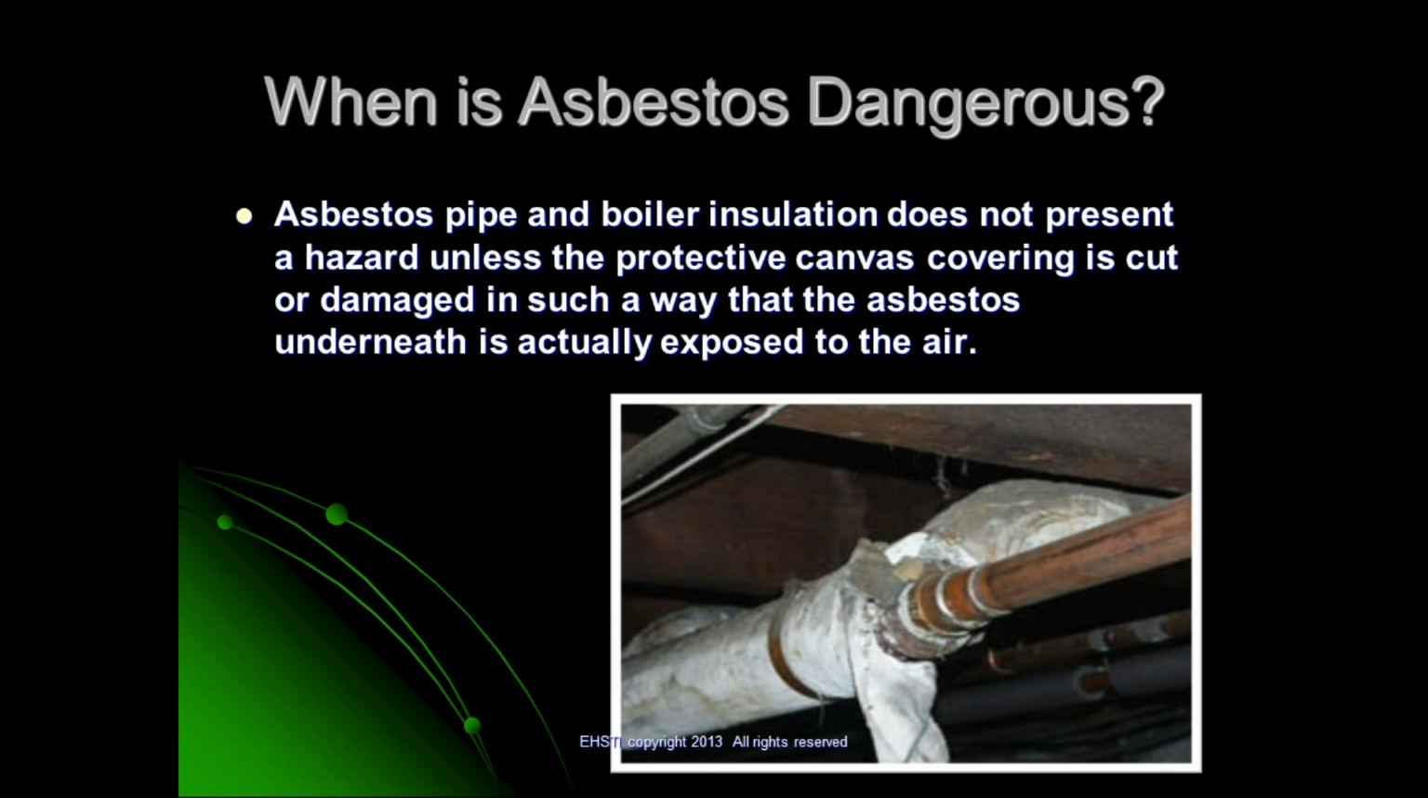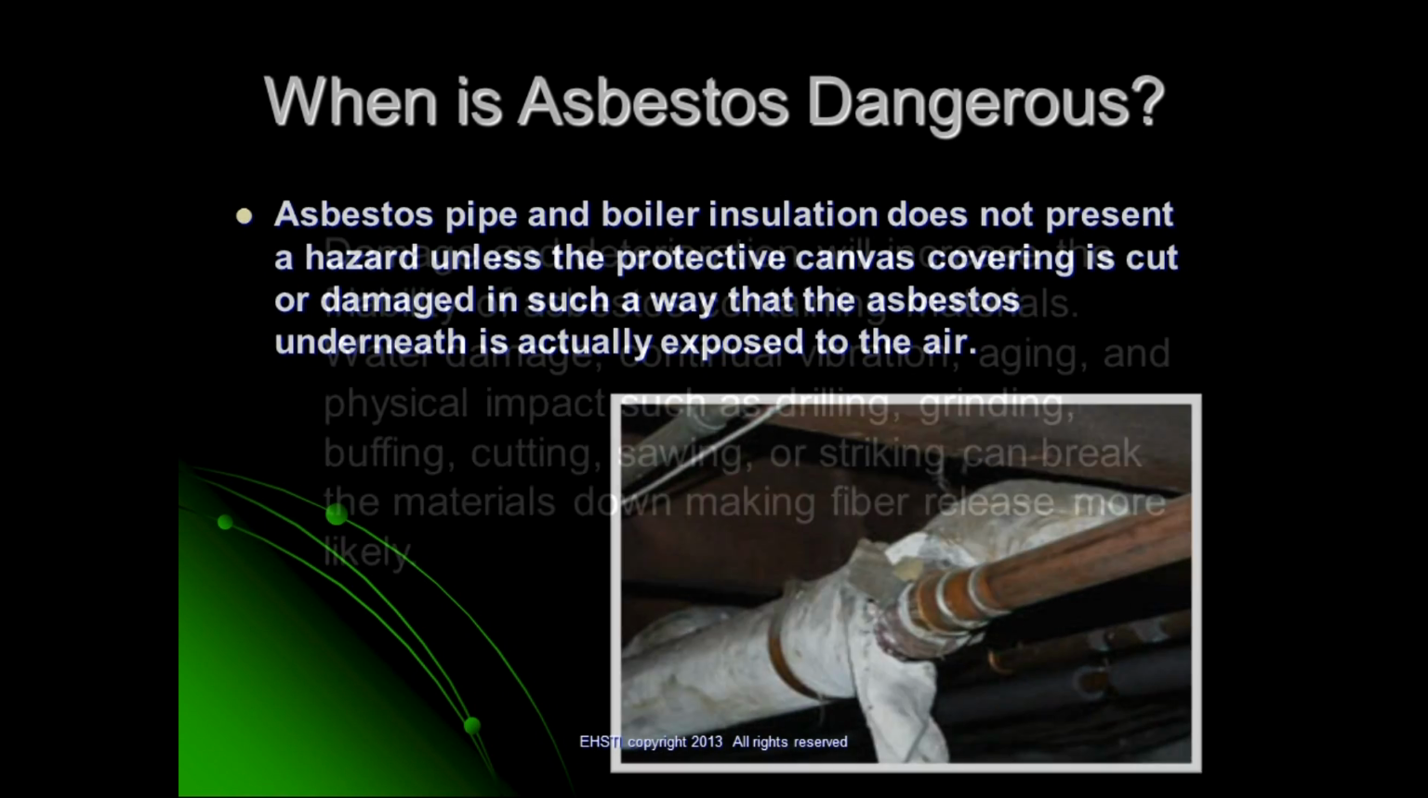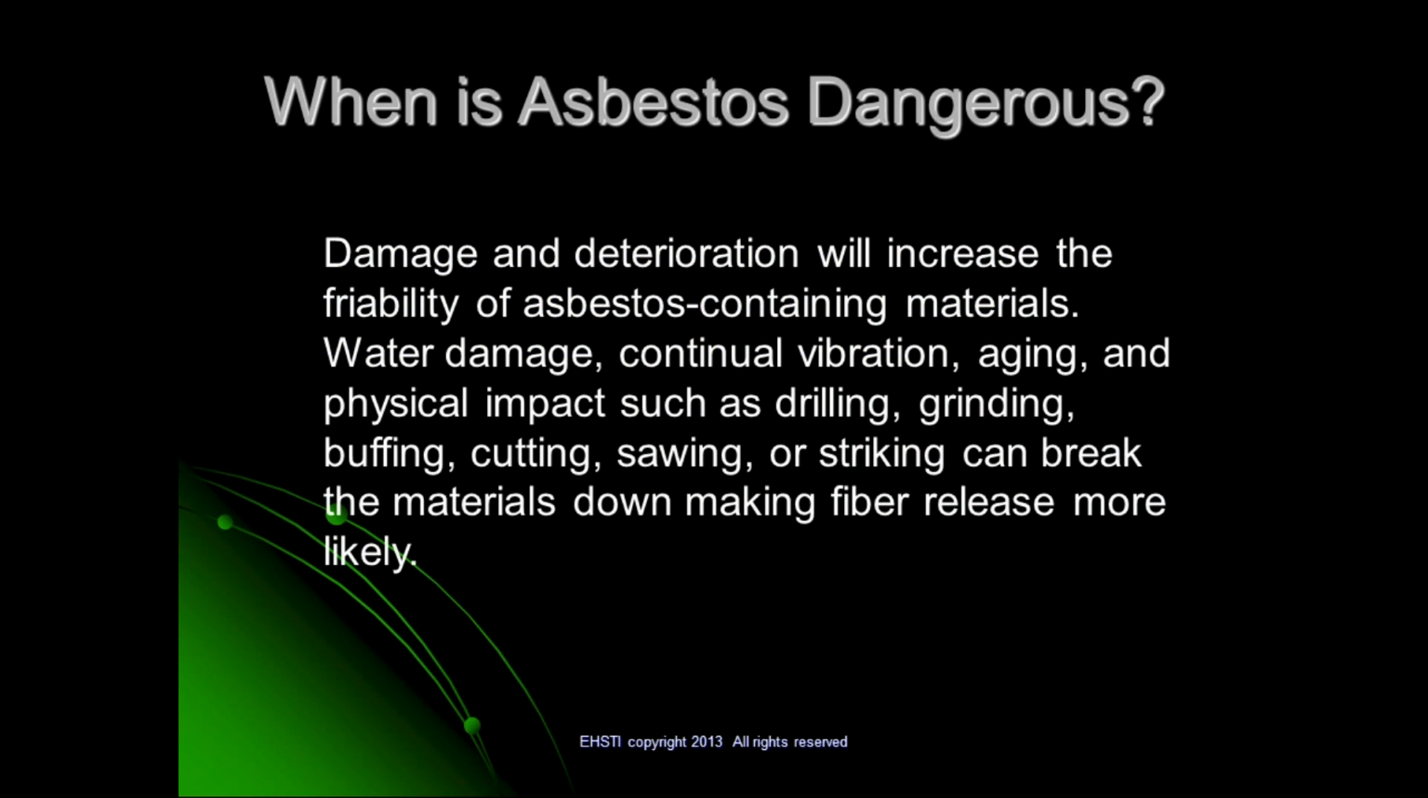Asbestos pipe and boiler insulation does not present a hazard unless the protective canvas covering is cut or damaged in such a way that the asbestos underneath is actually exposed to the air. Damage and deterioration will increase the friability of asbestos-containing materials. Water damage, continual vibration, aging, and physical impacts such as drilling, grinding, buffing, cutting, sawing, or striking can break the materials down, making fiber release more likely.